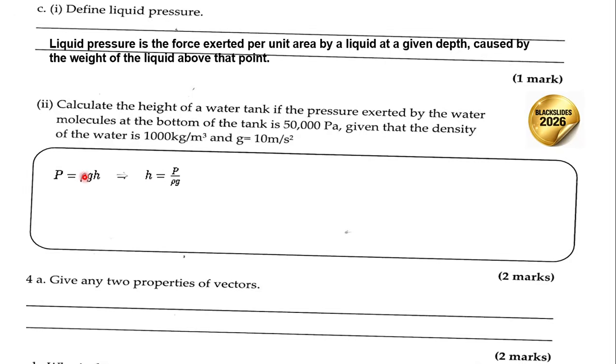Recall that the liquid pressure is related to the density of the liquid, the acceleration due to gravity, and the height by this equation. This is density times acceleration times height. So making the height the subject gives us height equals pressure divided by density times gravity. Just make h the subject, and it gives you this. So the rest is just substitution. Pressure is 50,000 pascals, density is 1,000, and G is 10. Just substitute to find h.